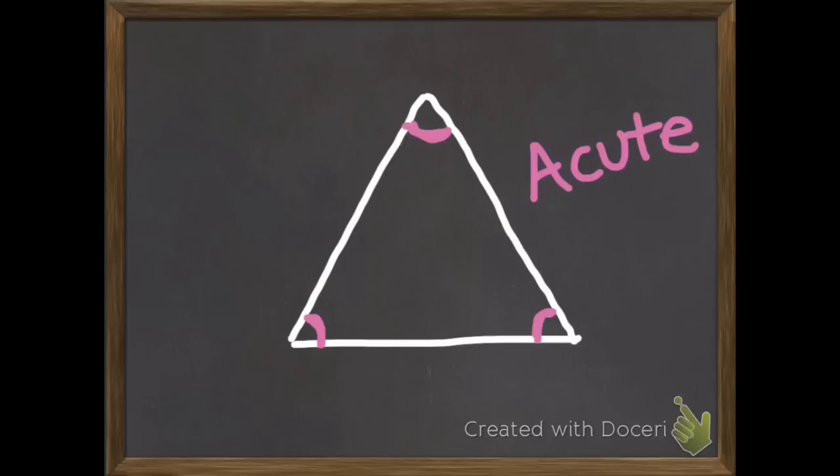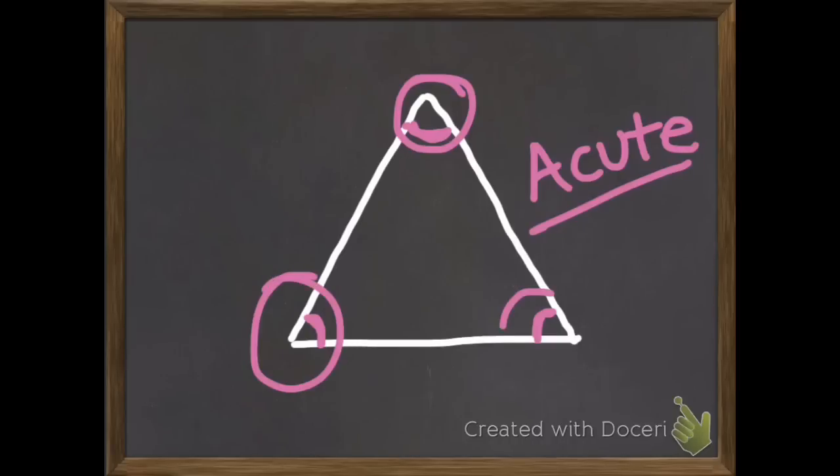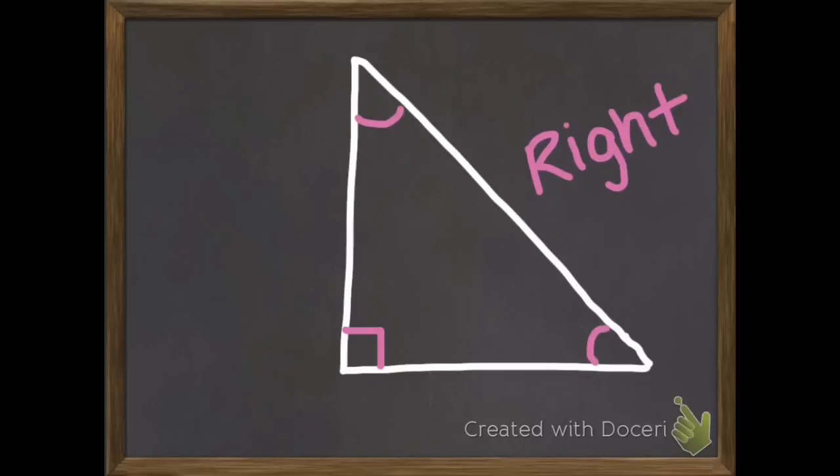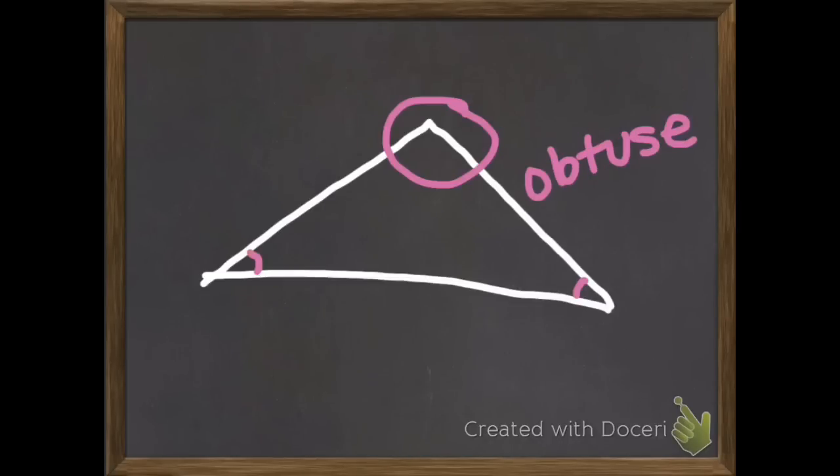So let's go back over them one more time. We've got an acute triangle. Remember, all 3 were acute angles. We have a right triangle. All it takes is one right angle to make it a right triangle. And then we have the obtuse triangle. And all it takes is one obtuse angle, and you classify it as an obtuse triangle. Okay, I think that you're ready for some practice.